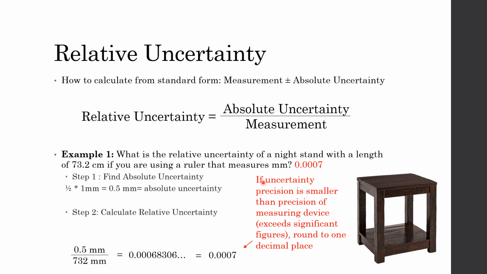If your uncertainty precision exceeds the precision of your measuring device, so if it exceeds the number of significant figures, you want to round to 1 decimal place. This is a really common practice, and you can even do that if this isn't the case. It's a very common practice to just round the uncertainty off to 1 significant digit.